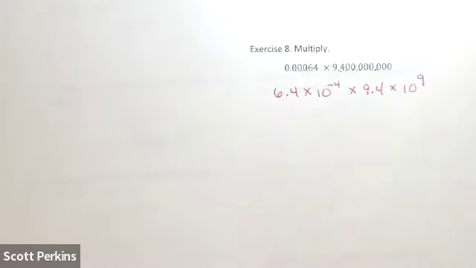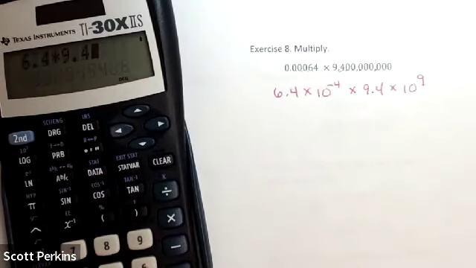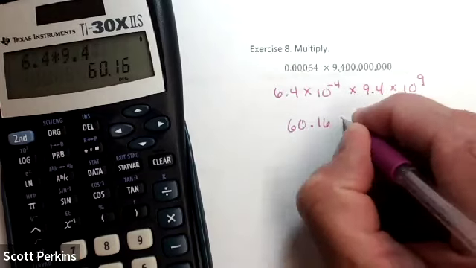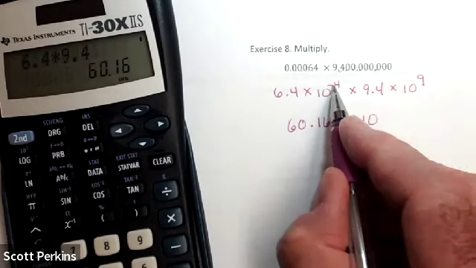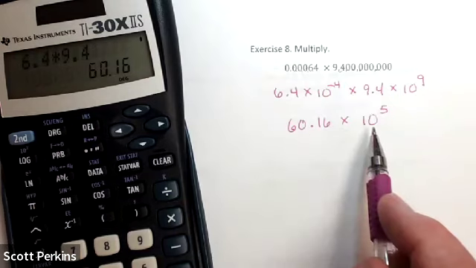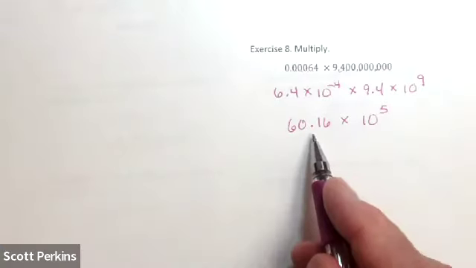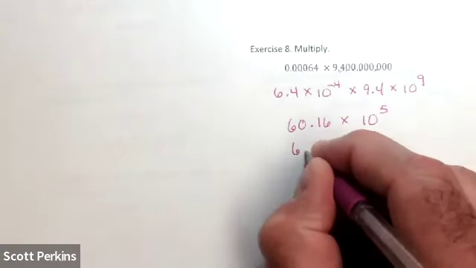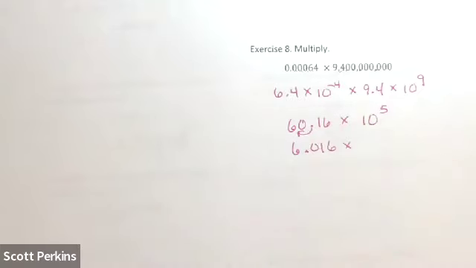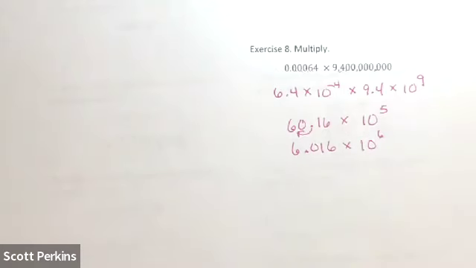And now I'm going to multiply 6.4 times 9.4. So 6.4 times 9.4 is equal to 60.16 times 10 to the negative 4 plus 9, which is 5. And I know that looks like scientific notation, but remember this number here can only have one number to the left of the decimal. So I'm going to make that 6.016. And since I moved the decimal once to the left, I make that power of 10 bigger. One more power of 10.